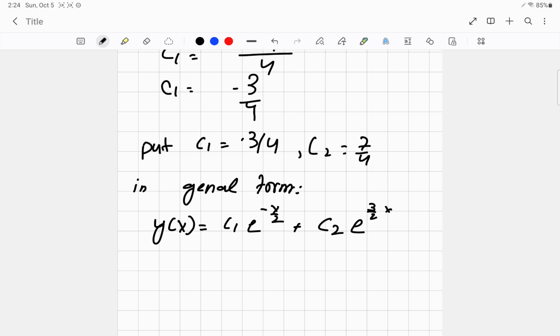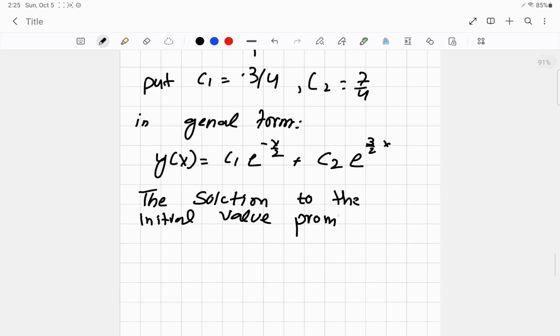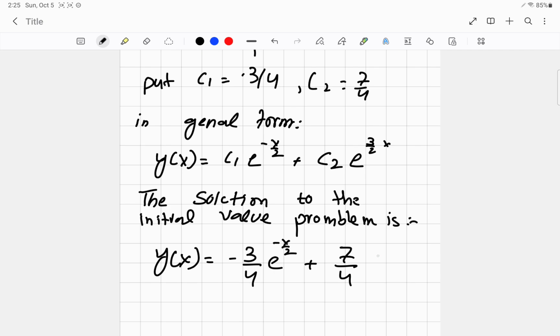So the solution for the initial value problem is y of x equals negative 3 by 4 e to the power of negative x by 2 plus 7 divided by 4 e power 3 by 2x. So that's it.